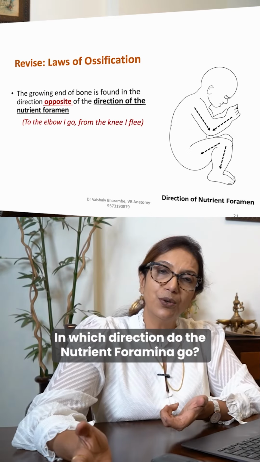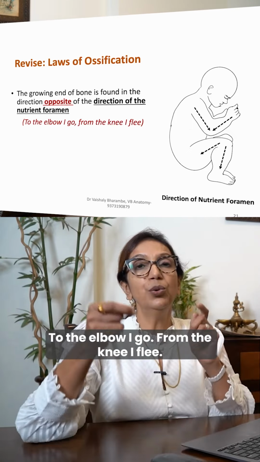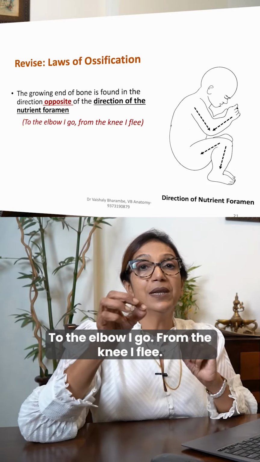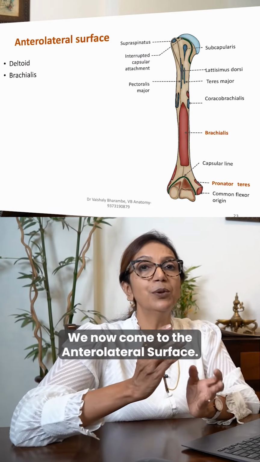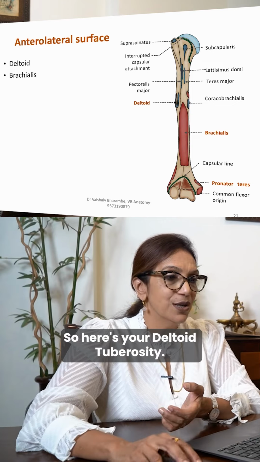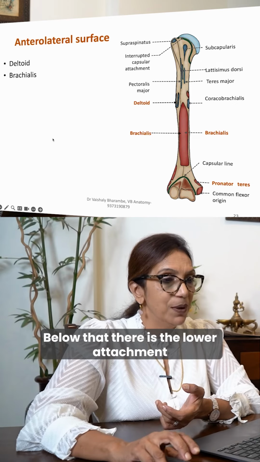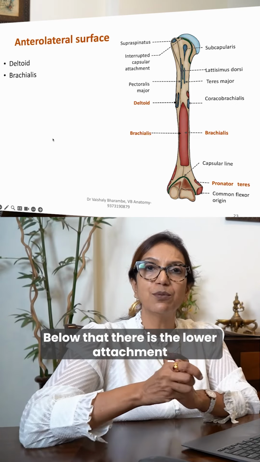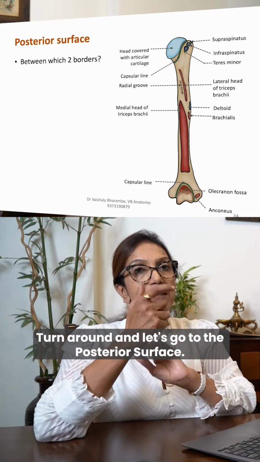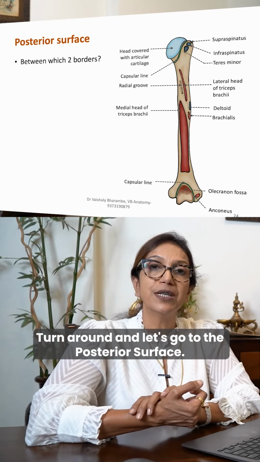In which direction do the nutrient foramina go? To the elbow I go, from the knee I flee. We now come to the anterolateral surface. So here's your deltoid tuberosity. Below that, there is the lower attachment of the brachialis muscle. Turn the bone around and let's go to the posterior surface.